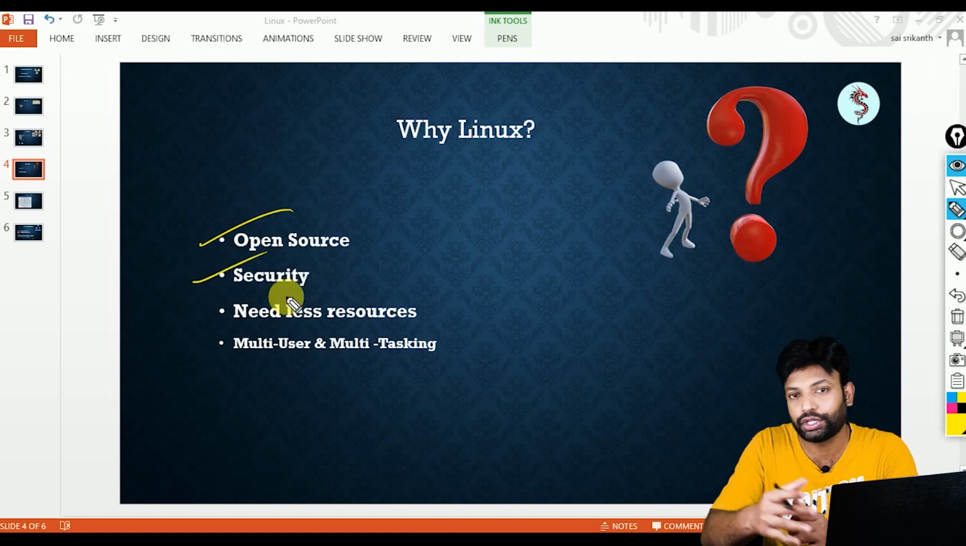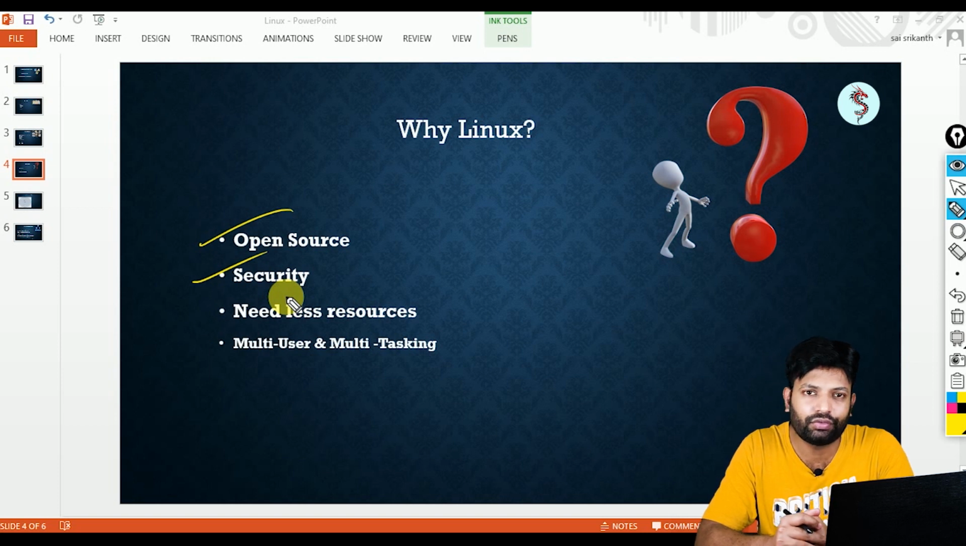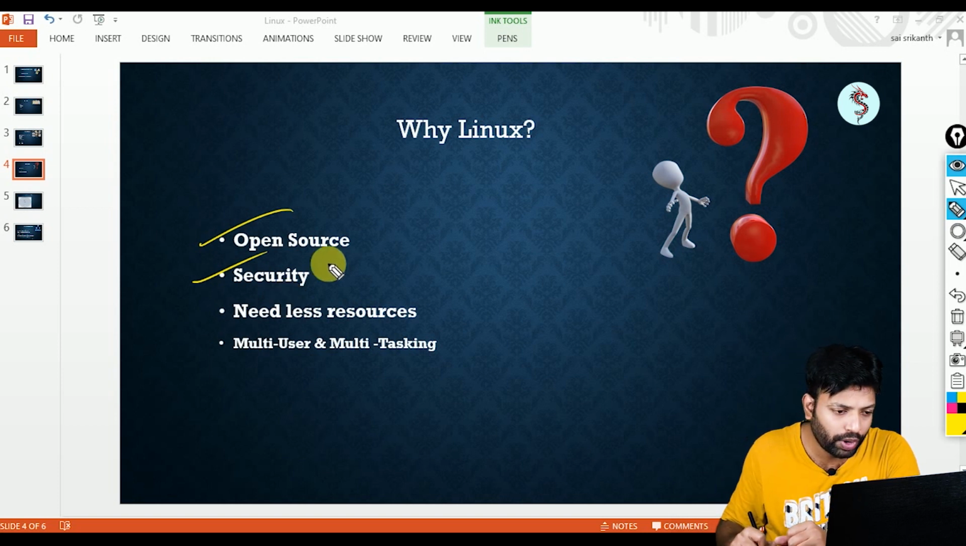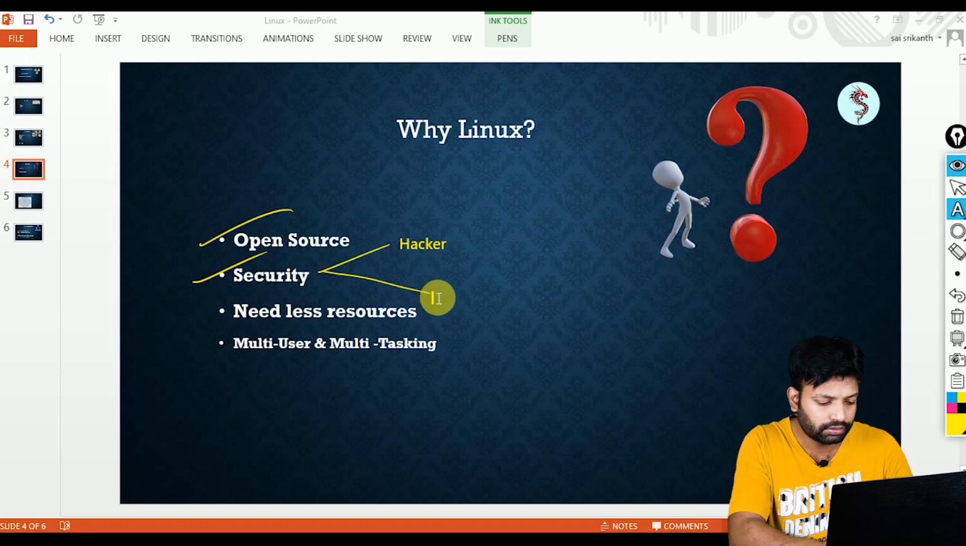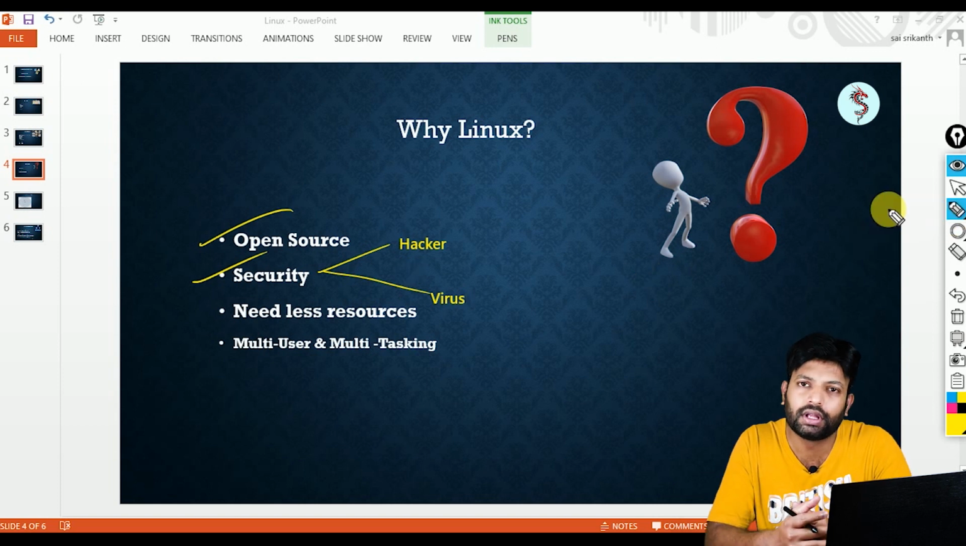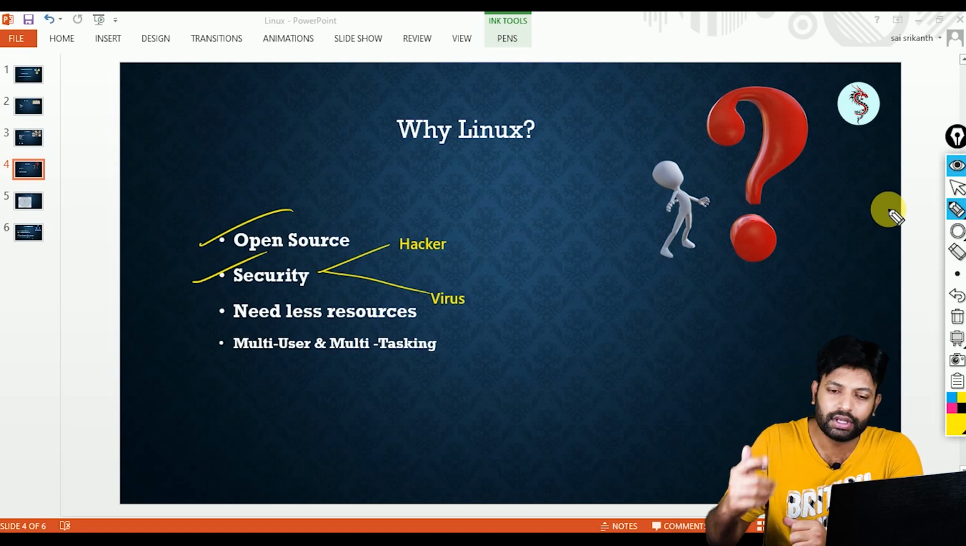Second reason is security. See guys, we need security in terms of two things. One is hacker. Another one is virus. So we need to provide security in terms of these two things. Now, you might have heard, right? Hackers cannot hack Linux machines. Now why can't they hack Linux machines?